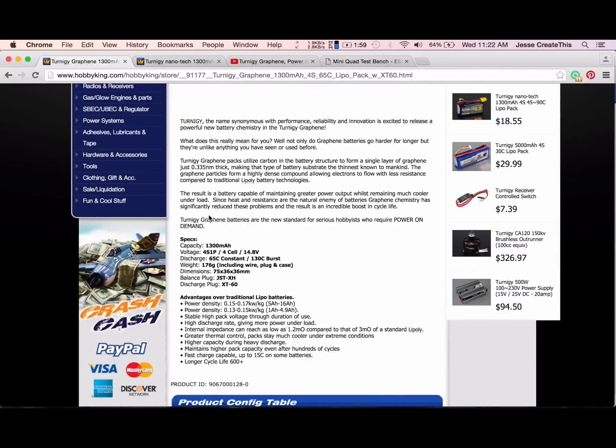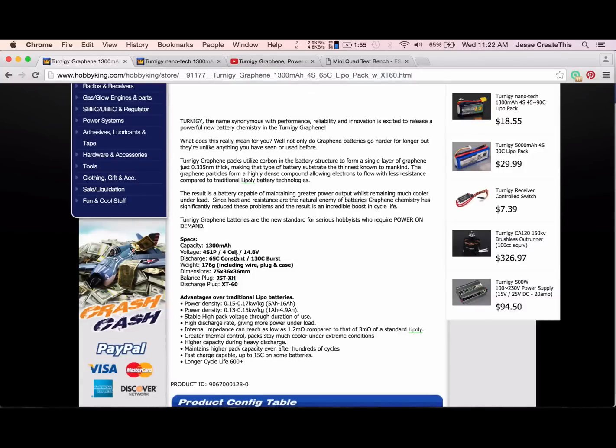And so my first question was, hey, is this just a marketing gimmick? Are they just calling it graphene? But here on the product page, they actually say the battery structure forms a single layer of graphene just 0.335 nanometers thick. So these do apparently actually contain graphene. And I was just reading recently that we are capable of mass producing graphene now. We have created factories for this sort of thing. So really, really interesting stuff.